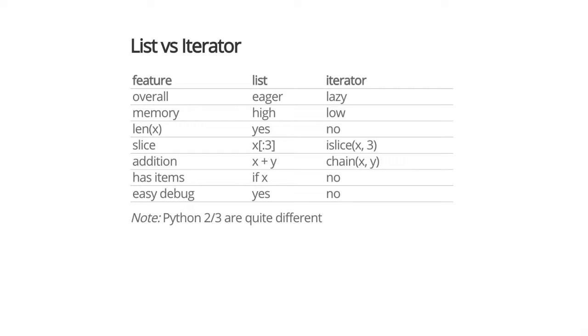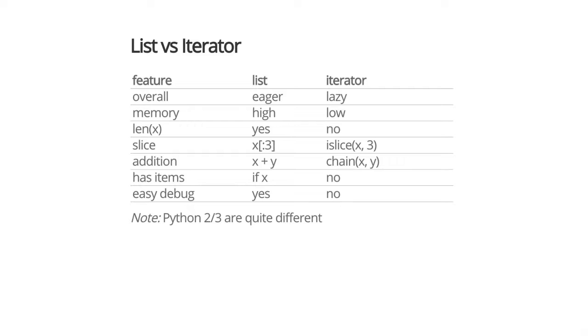Addition. If you're dealing with a list, you do x plus y, and you get the contents of x plus the contents of y. Again, in Python, iterators don't really support it very well. It gives you this clunky chain operator, and that works okay. Again, on a list, if you want to say, hey, is x within this list, you can specify just by doing x in y. And in iterators, you can't. It just doesn't support it.